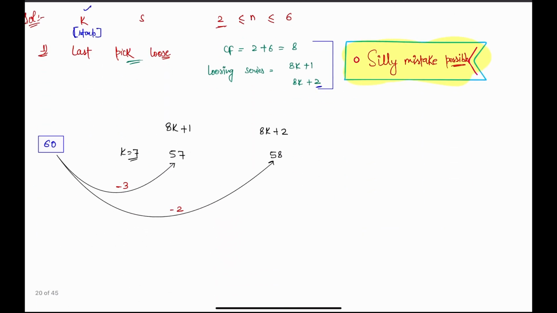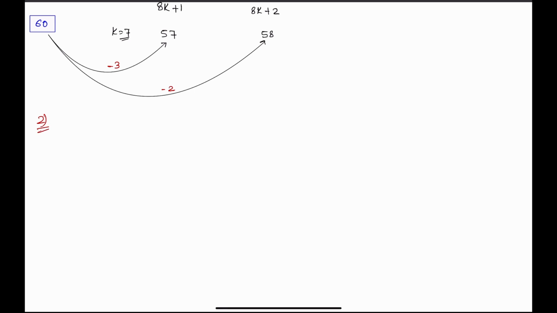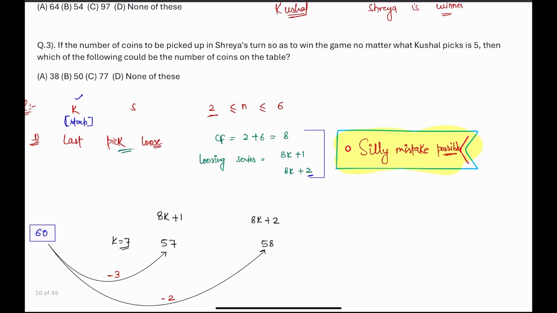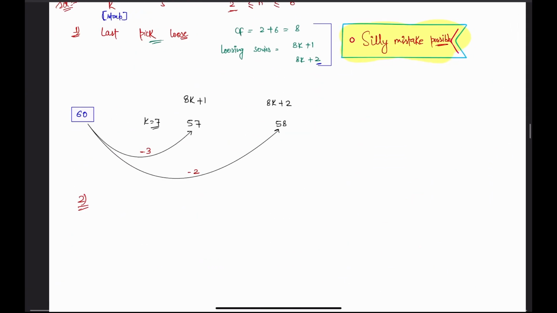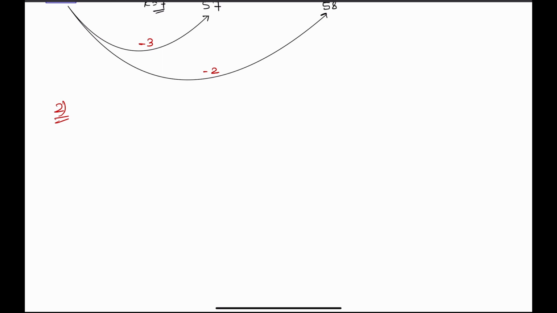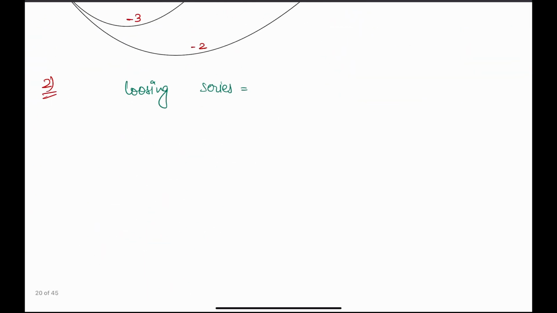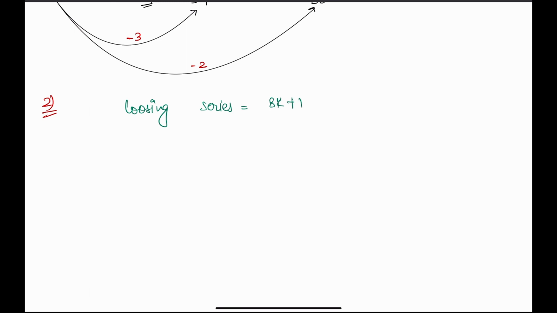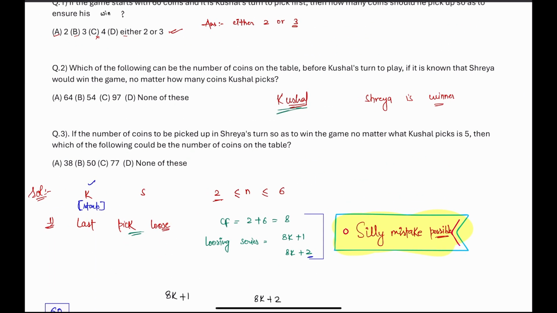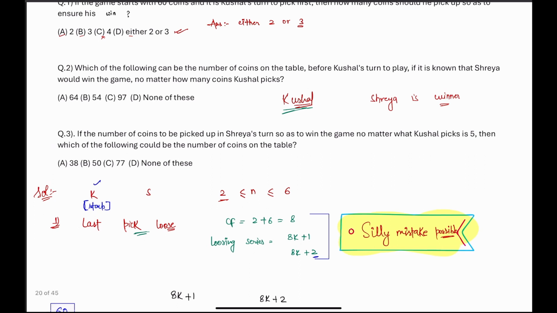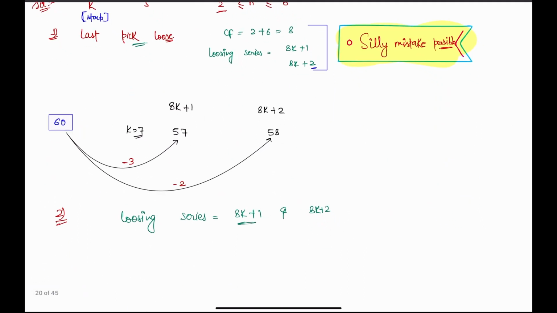Okay, so the second question is something like this, and again in continuity with the first one, in the continuity of this question, that 1 to 3, the last coin loses the game. So let's use the same approach. So the losing series, as I already wrote, is 8k plus 1 and 8k plus 2. So what will make sure that even though Kushal is starting the game, he is surely going to lose? The only thing is when he is already at the losing series. This is the only possibility.